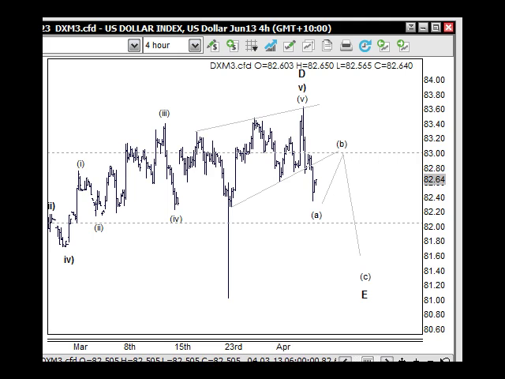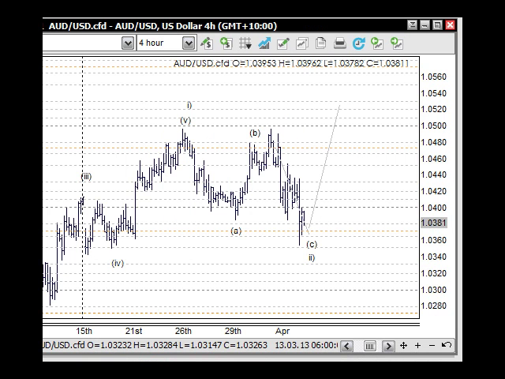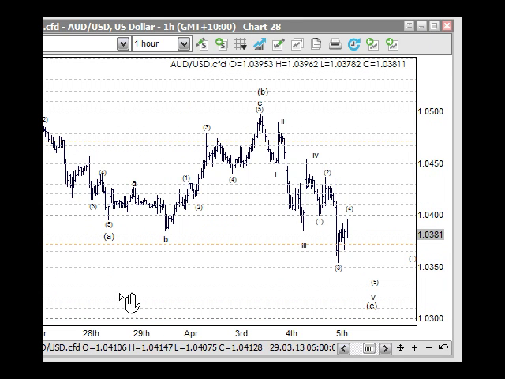The Australian dollar has, we figured that the ABC pattern could have been finished the other day here, but it has just basically expanded larger, and we'll look at that in a moment. But we're still looking at this as an A and a B and a C wave down through to here, and just viewing that a little bit closer.